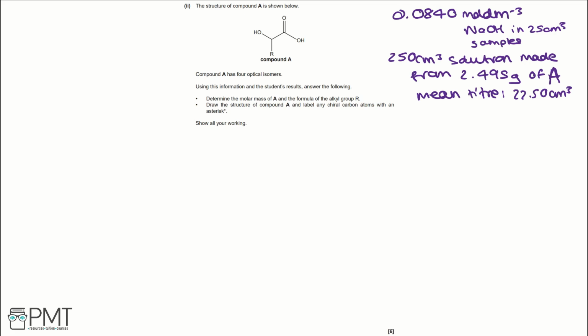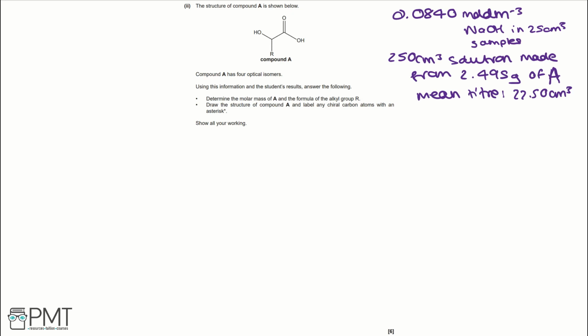Part 2. The structure of compound A is shown below. Compound A has 4 optical isomers. Using this information and the student's results, answer the following. 1. Determine the molar mass of A and the formula of the alkyl group R. 2. Draw the structure of compound A and label any chiral carbon atoms with an asterisk.